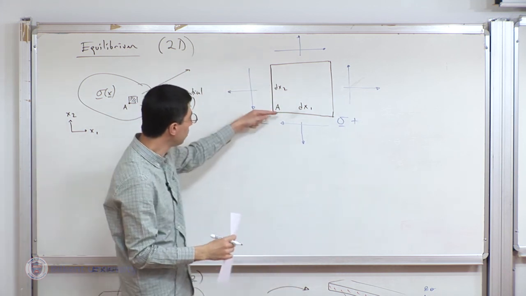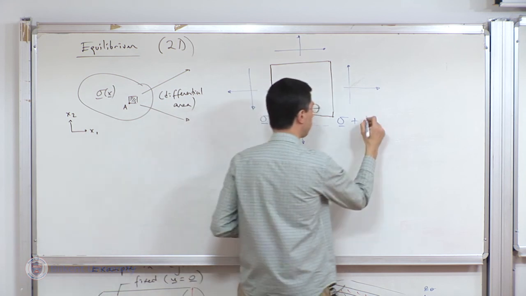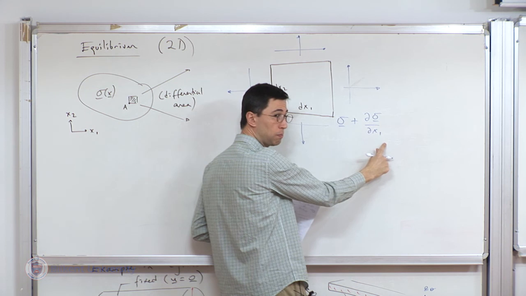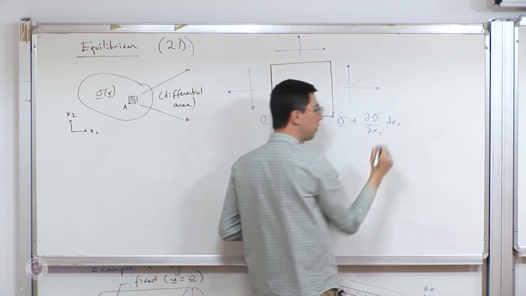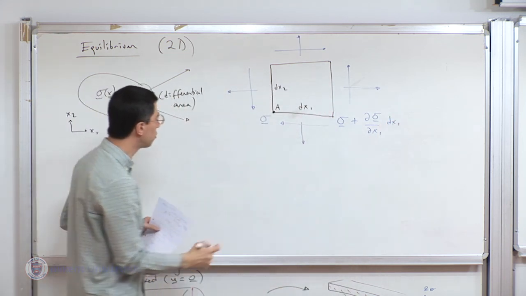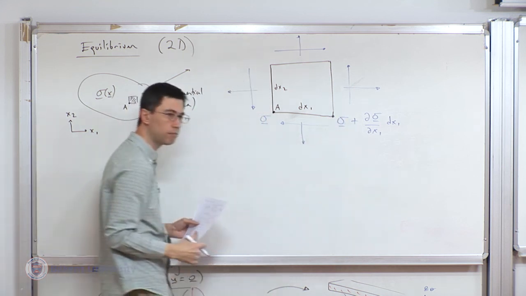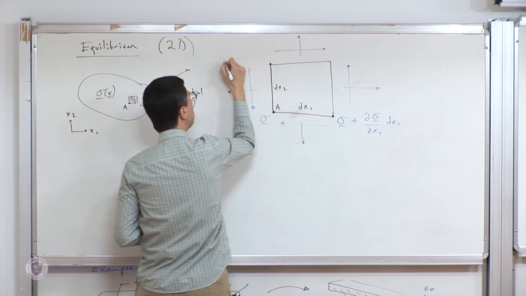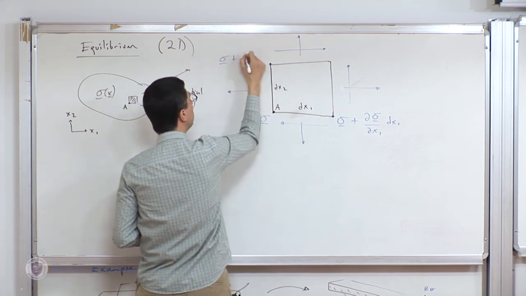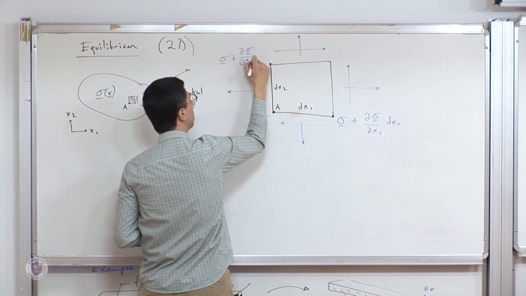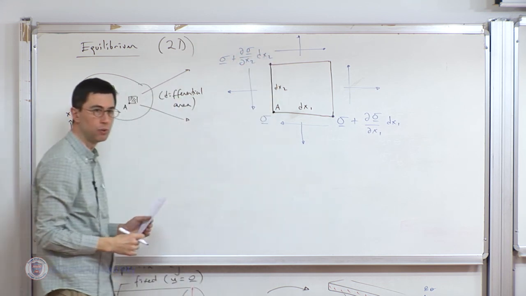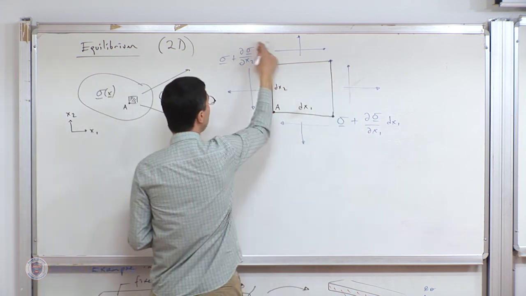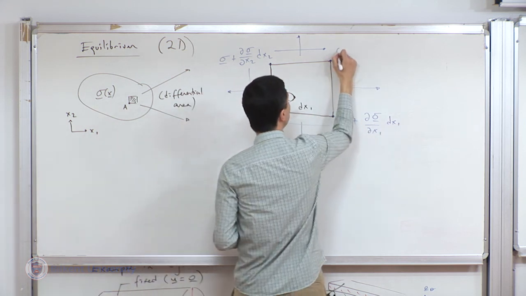It is changing because I'm moving in the x direction. So the rate of change of the stress along the x direction is the derivative with respect to x1, times the amount I move in that direction, dx1. So that is the stress at this corner. If I move up, I'm varying the coordinate along the x2 direction only. So the stress again changes, but this time the rate of change is along the x2 direction, so it's plus dx2. And when I move to the top right corner, it's changing in both directions, so I have to add both of these.